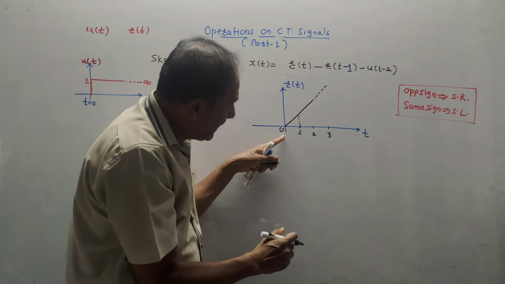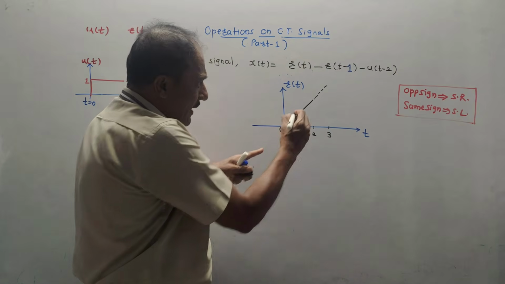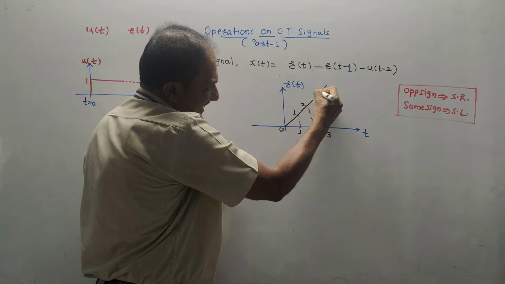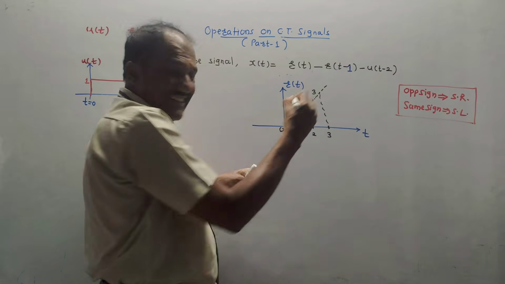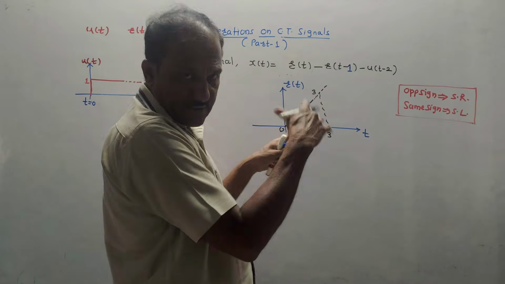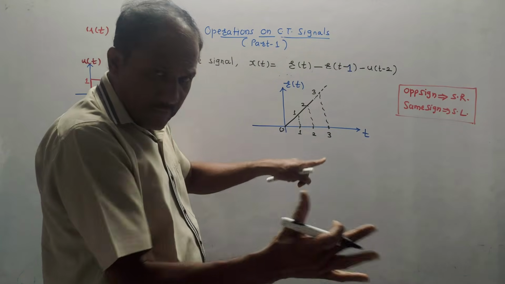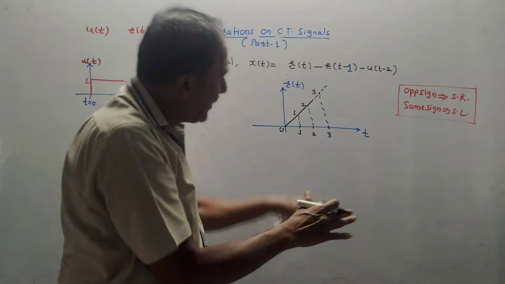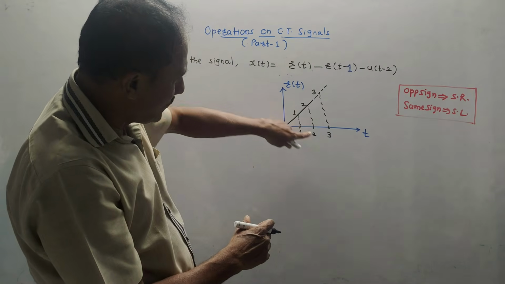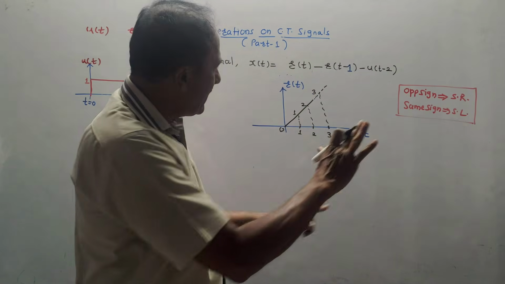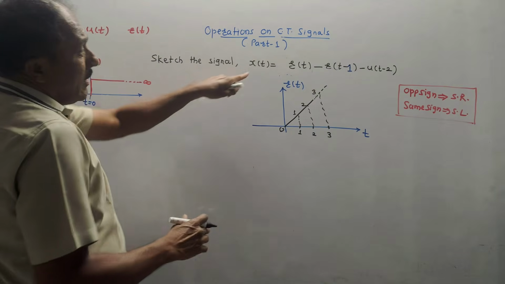In case of ramp signal, at t is equals to 1, amplitude is 1. At t is equals to 2, amplitude is 2. At t is equals to 3, amplitude is 3. That's what I explained while studying these standard signals. In this case, just remember it like this. Whatever value of t you have, same is the value of amplitude. So at 1 amplitude is 1, at 2 amplitude is 2, at 3 amplitude is 3, and so on till infinity. Now, look at the question.